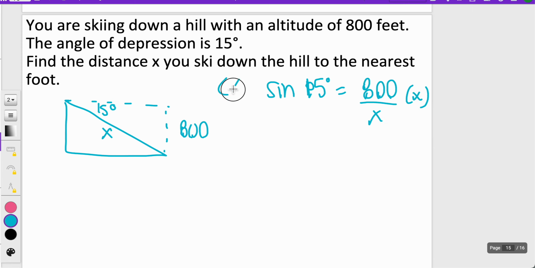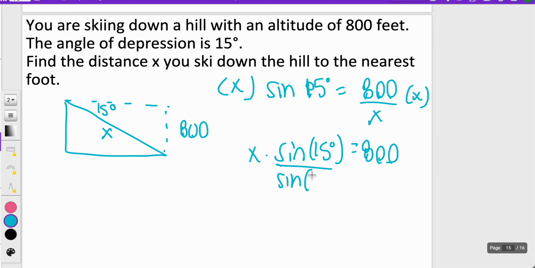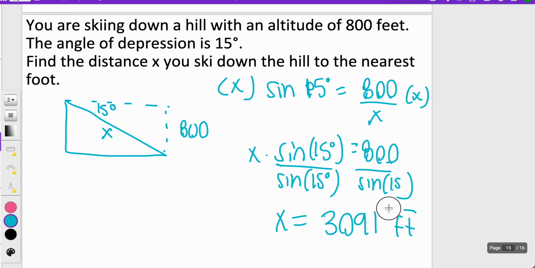Multiply both sides by x. So I get x times the sine of 15 degrees is equal to 800. Then divide both sides by sine of 15 degrees. Last but not least, I'm going to round to the nearest foot, which is going to give me around 3,091 feet. Okay? That'll be our last question for our last example for lesson 9.5.